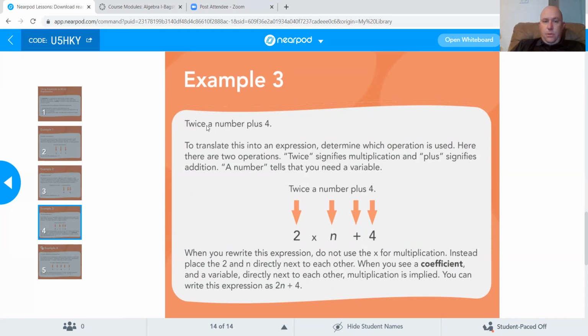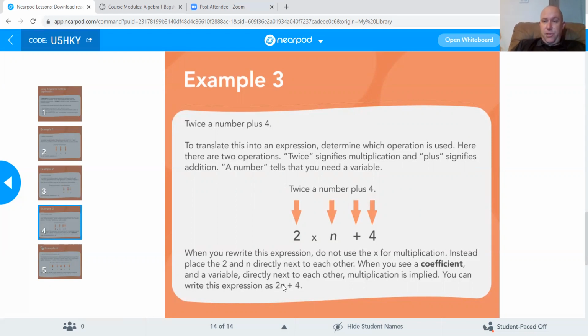Twice a number plus 4. So twice means we're multiplying by 2. So 2 times a number, so 2 times n, plus 4. We just change it into the symbols, plus 4. And then instead of writing the multiplication symbol, we just write the 2 things next to each other. So when we're doing multiplication problems, we don't put the times symbol. We don't put the dot anymore either. We're just going to write them next to each other.